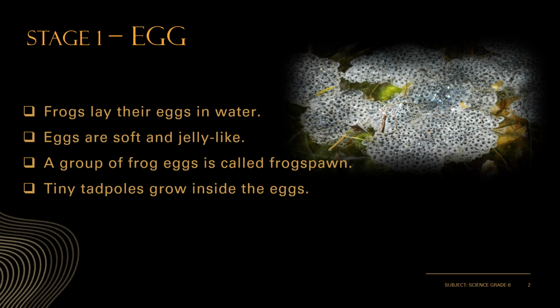The four main stages are: the first stage is known as egg. Eggs are when the mother frog lays her eggs in water. The eggs are soft and jelly-like to protect them from predators. A group of frog eggs is called frog spawn, and the tiny tadpoles grow inside the eggs.